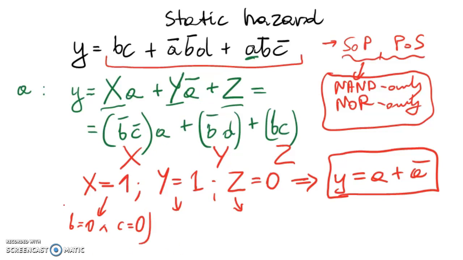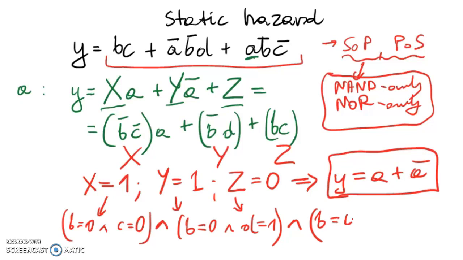Alright, so it is a first condition, and the three must be satisfied at the same time. When Y is equal to 1, when B equals 0 and D equals 1, and the third condition, when Z equals 0, when B equals 0 or C equals 0. Okay, this is very important. And analyze it. Are they satisfied, or are they not compatible, not consistent conditions?